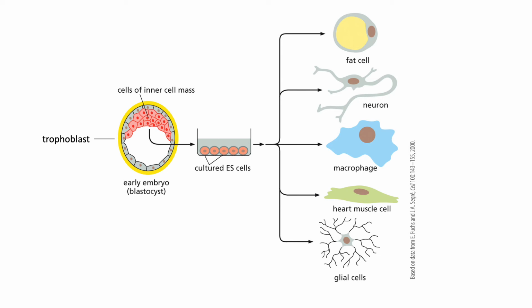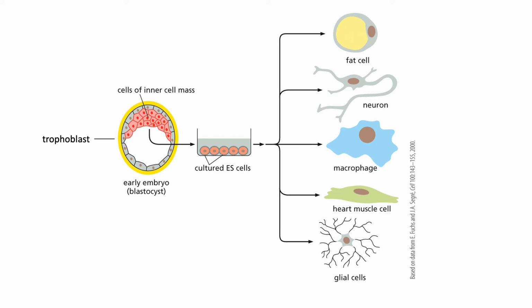But for our purposes, you can take these cells of inner cell mass and put them into culture. It's called cultured ES cells, embryonic stem cells, with very specific media. And then, if they're treated in the right way with the right factors, the right hormones, the right growth factors, they can differentiate into any cell type that we would want. So a fat cell, neuron, macrophage, as it says, heart muscle cell, nerve cells. So that's what the power of these things are.